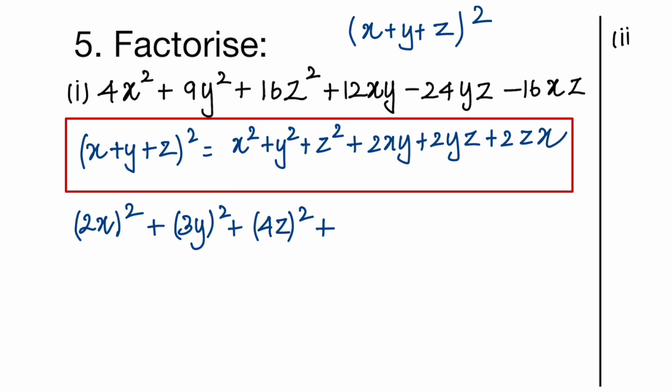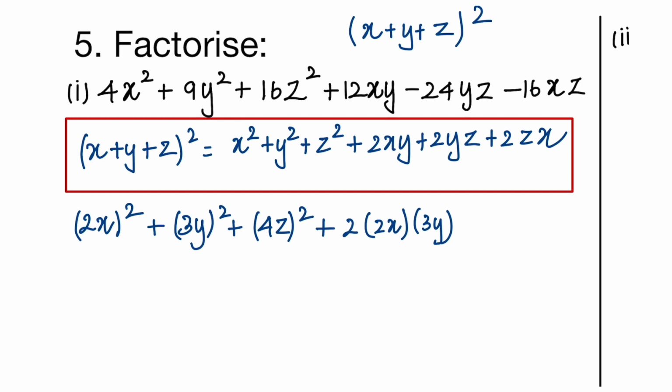Okay, and we have the xy term, right? So this xy term should be 2 into xy. So 2 into x here is 2x and y here is 3y. So 2 into 2x into 3y, when you multiply that, it actually comes to 12xy. So this is right.